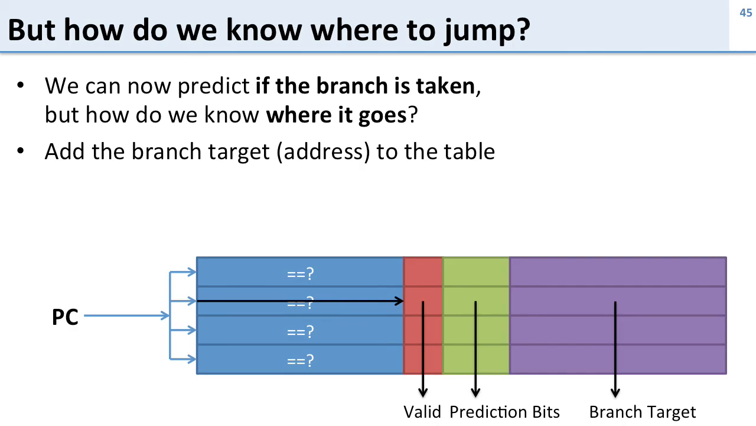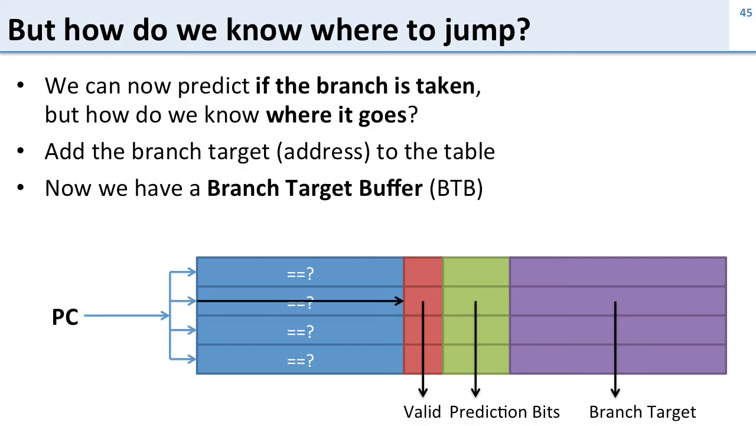So now our table here is going to output whether the branch is valid, what the prediction for the branch is, and then where we expect the branch to go. So this is now a branch target buffer, or a BTB. And this is how we're going to predict branches in the processor.